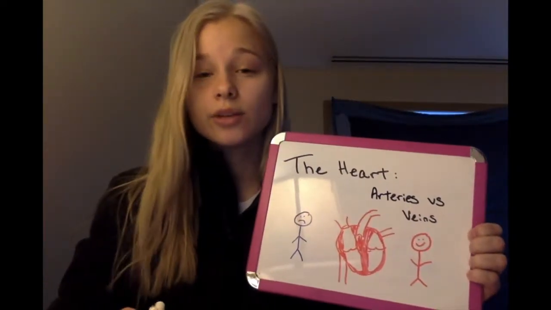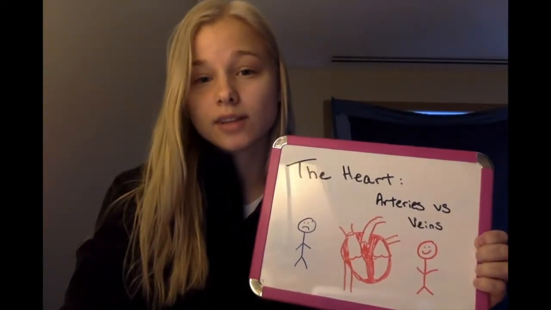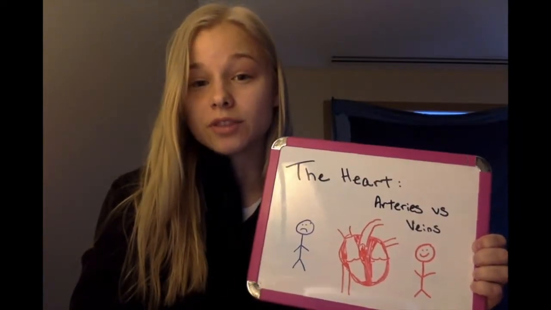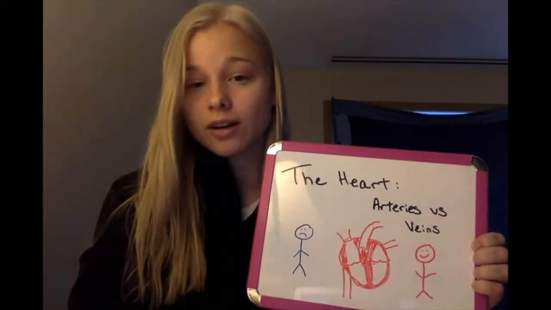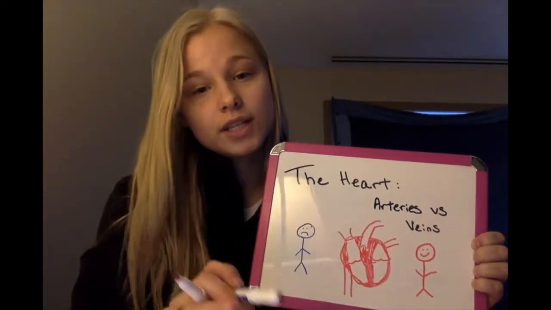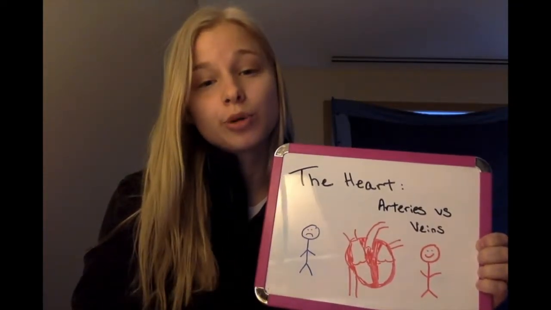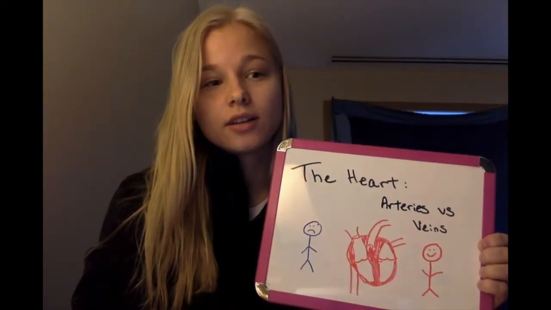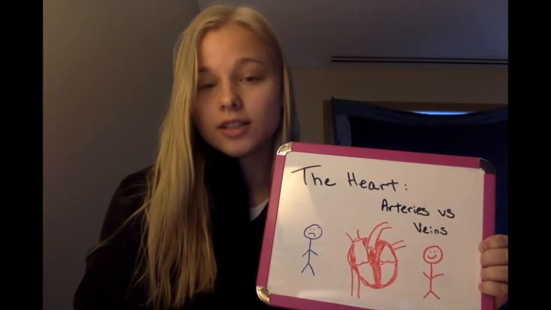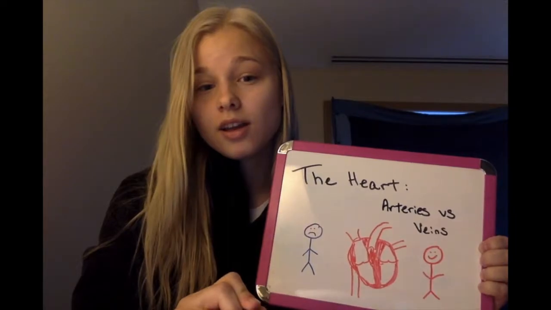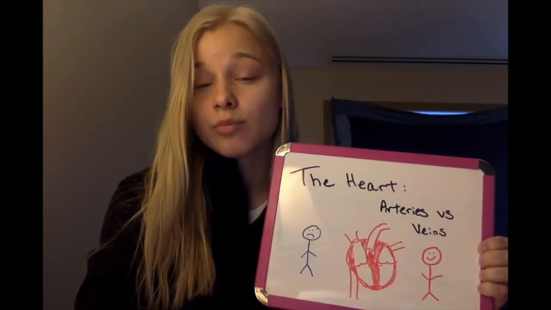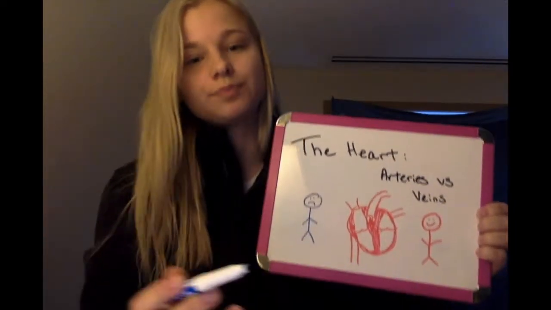So now that we know some basic anatomy of the heart, we're going to talk about arteries versus veins. Arteries go away from the heart. Veins go into the heart. When a person does work, they create deoxygenated blood. The deoxygenated blood needs to go into the heart to go to the lungs and then go out into the body again once it's been oxygenated.